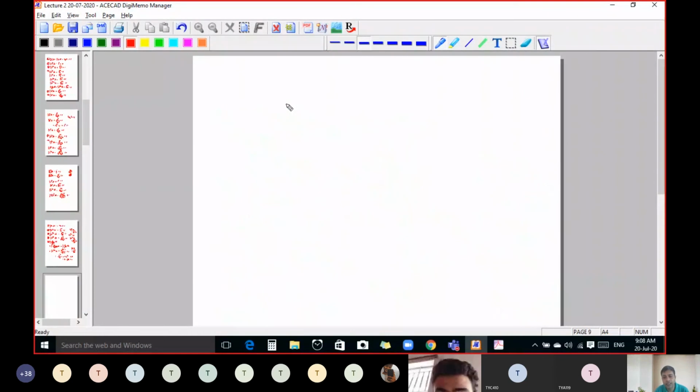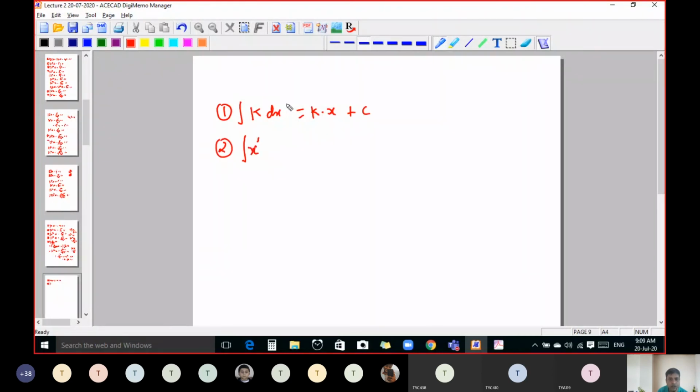Now let us start a few more results. Let us revise once again all the previous results. Integration of a constant is constant into x plus c. Second one, integration of x raised to n. The answer of that is x raised to n plus 1 upon n plus 1 plus c. Here the condition is n should not be minus 1.